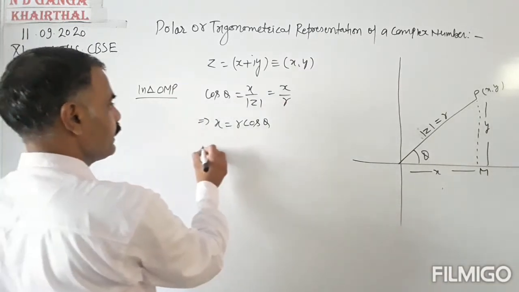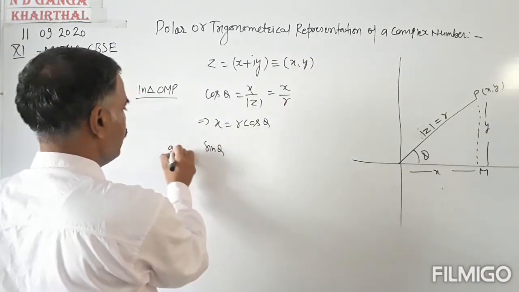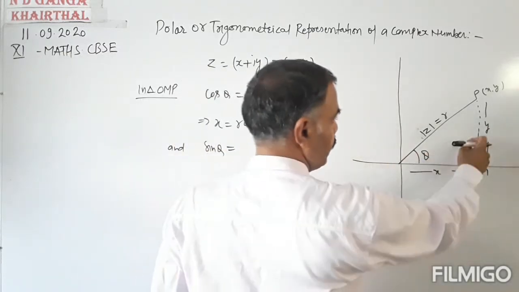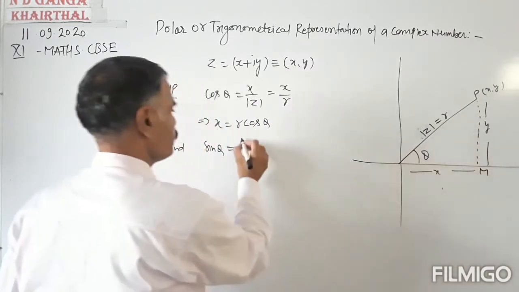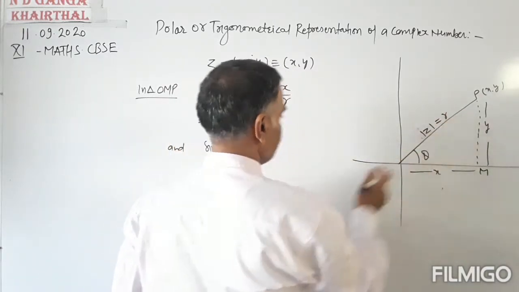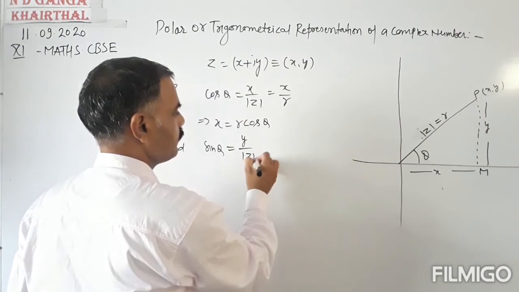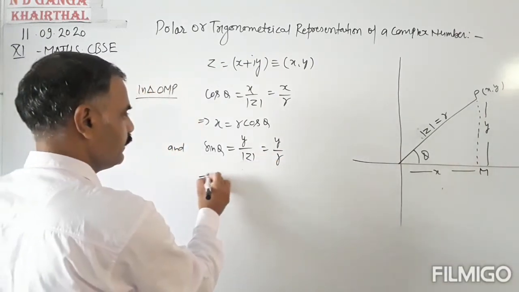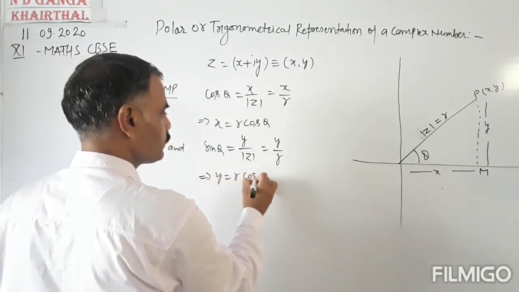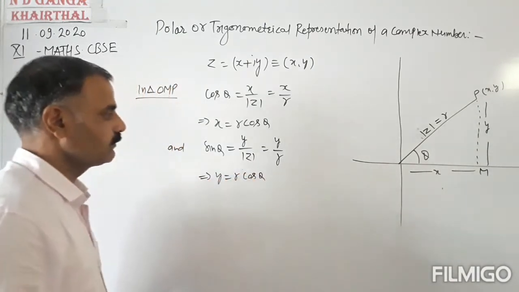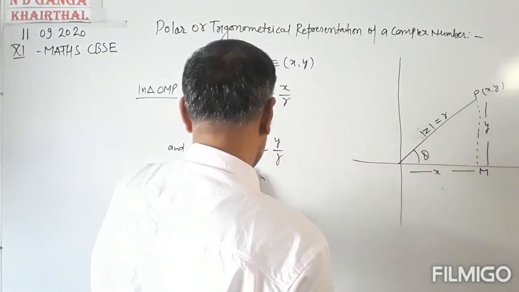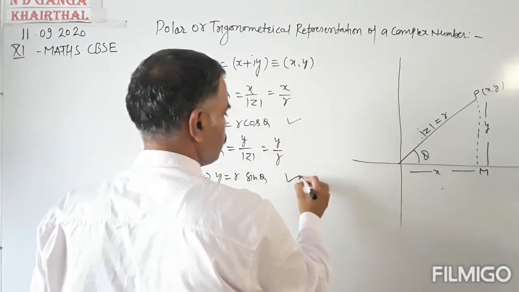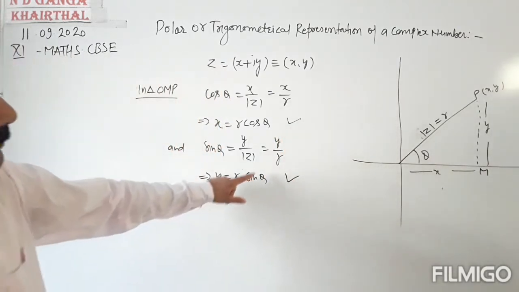Now in the same triangle, sin theta is equal to perpendicular upon hypotenuse. The perpendicular for this angle theta is y, so y upon hypotenuse, that is r. So sin theta is y upon modulus z, or y upon r. And from here we can find y is equal to r sin of theta. So this is x and this is y.